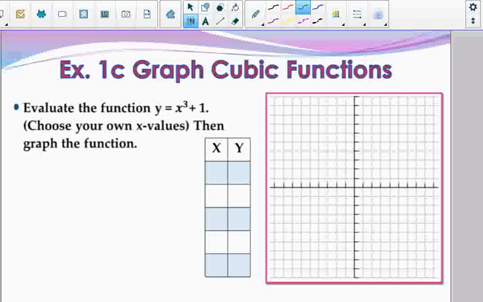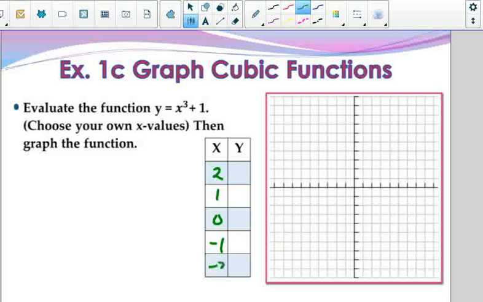This next one, we're going to choose the values to put in for x. You can choose any one that you want, but you should choose positives and negatives. So let's do 2, 1, 0, negative 1, negative 2. If I put 2 in for x, 2 cubed is 8, 8 plus 1 is 9. Put a 1 in, 1 cubed is 1, 1 plus 1 is 2. Put a 0 in, 0 cubed is 0, plus 1 is 1.